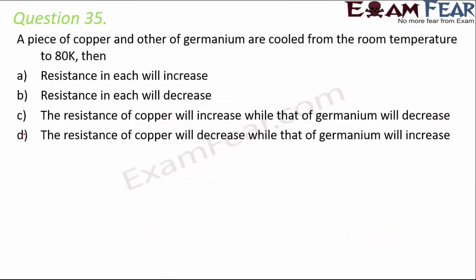Question number 35. A piece of copper and another of germanium are cooled from room temperature to 80 kelvins. Then the resistance will: increase, decrease, resistance for copper will increase and for germanium will decrease, or resistance of copper will decrease and that of germanium will increase. Now first we have to understand that here we have copper, which is a conductor or a metal, and germanium, which is a semiconductor.